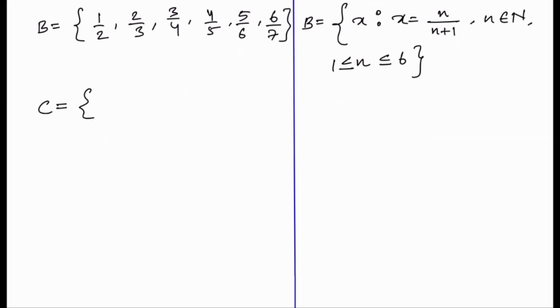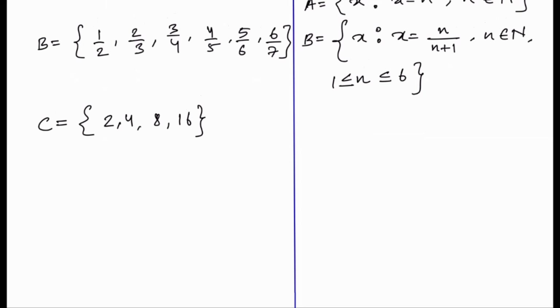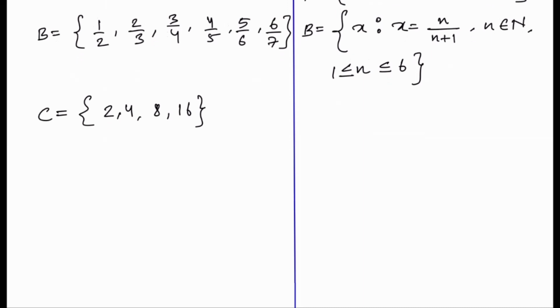Let there be set C which has elements 2, 4, 8, 16. Now this is a set that has elements 2, 4, 8, 16. Only 4 elements are there in the set. Now what we have to do is formulate the elements of the set.